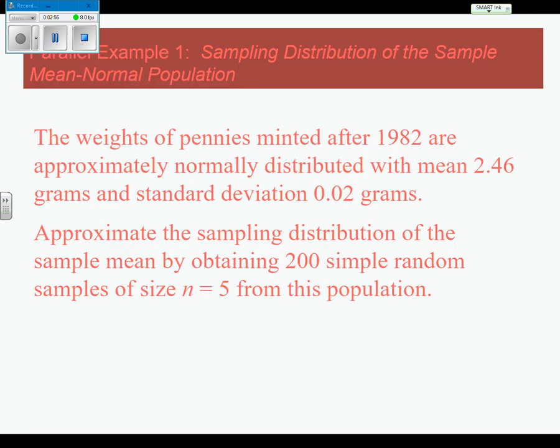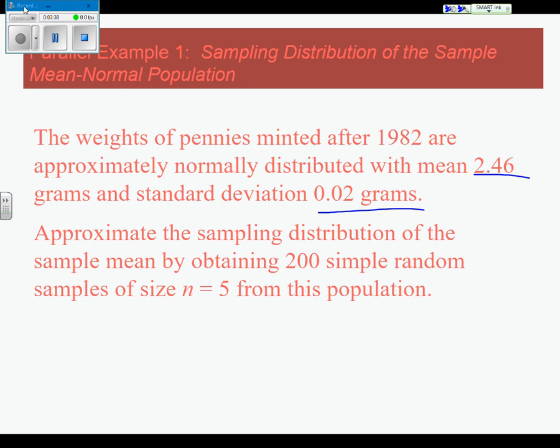So I'm going to take a bunch of pennies, and it says that the weights of pennies minted after 1982 are approximately normally distributed with a mean of 2.46 grams and a standard deviation of 0.02. Last week we worked with these numbers, this mean and standard deviation. We did some z-scores underneath the normal curve. The difference this week is that we're going to be doing this with x bar. We're not going to find just the probability of one student being at least 5'7", but the probability that the average height of 5 students is at least 5'7".